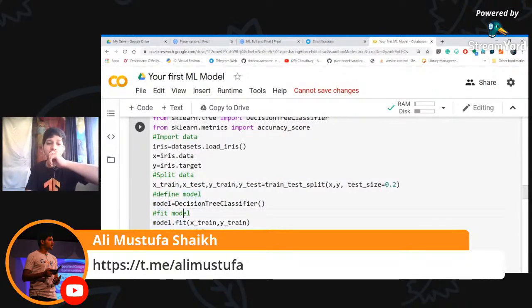Now let's fit the model. What does the fit command do? Fit is the brain of the model, and feature engineering is the heart of the model. Sorry, I said it in reverse. What I wanted to say is that fit is the brain of the model and feature engineering is the heart of the model. So what does that mean? What does fit do here? Fit has two parameters, X_train and y_train. X_train is the input, the features, and y_train is the corresponding target.